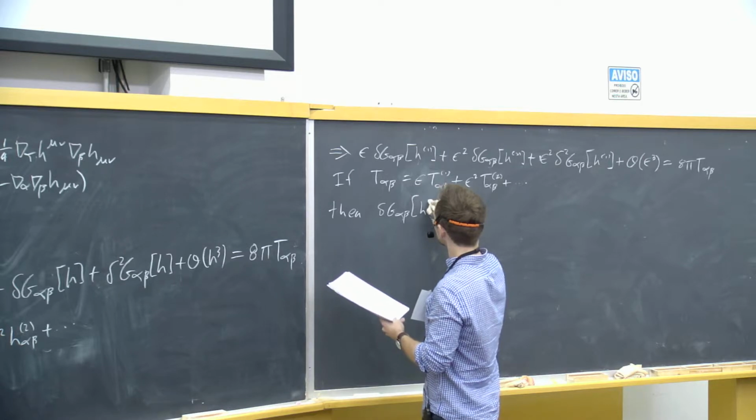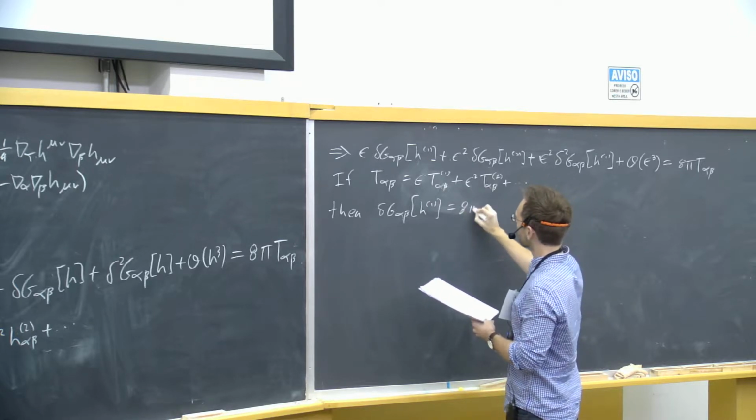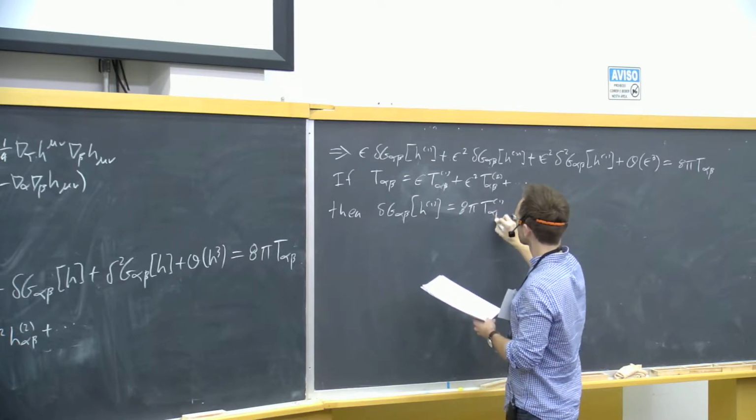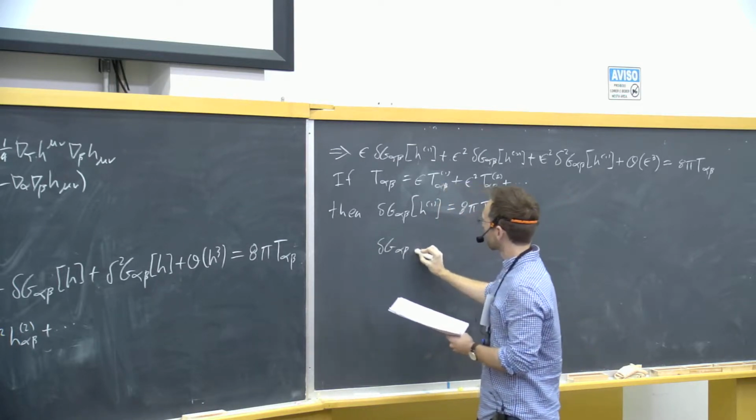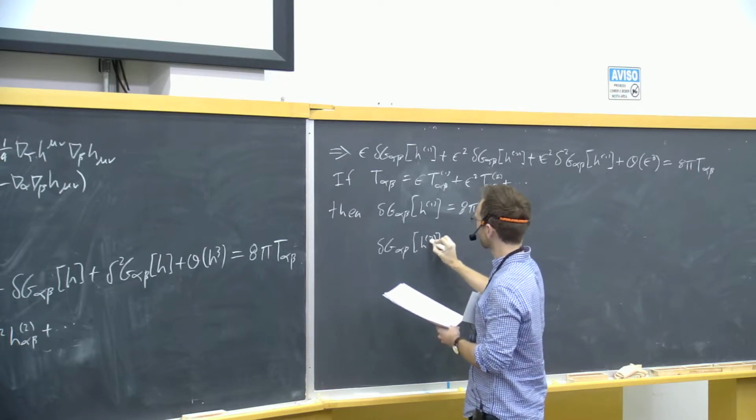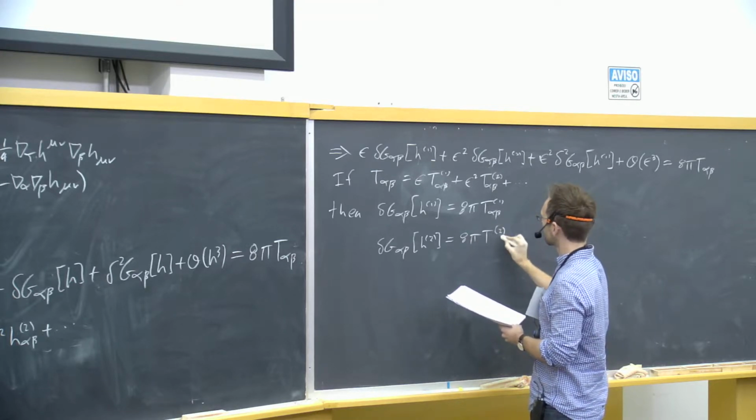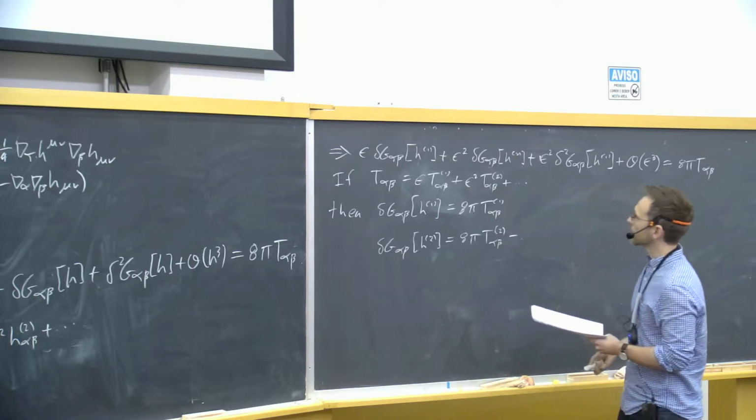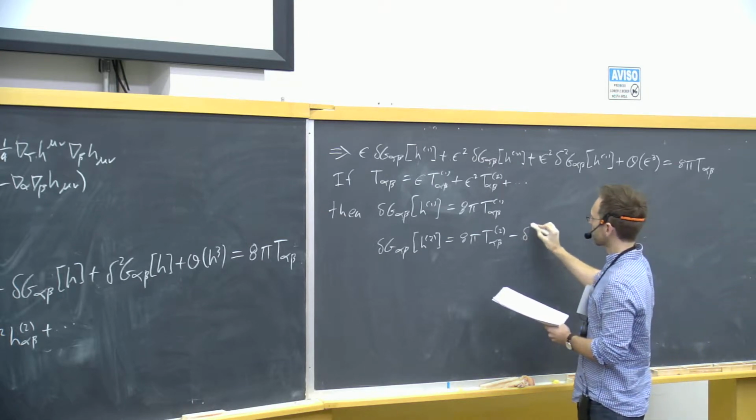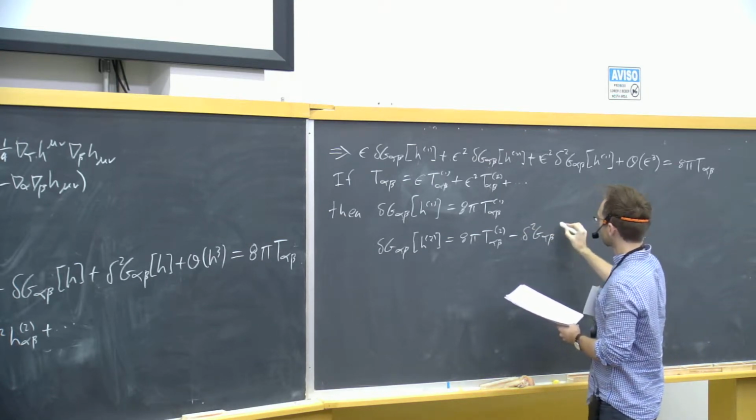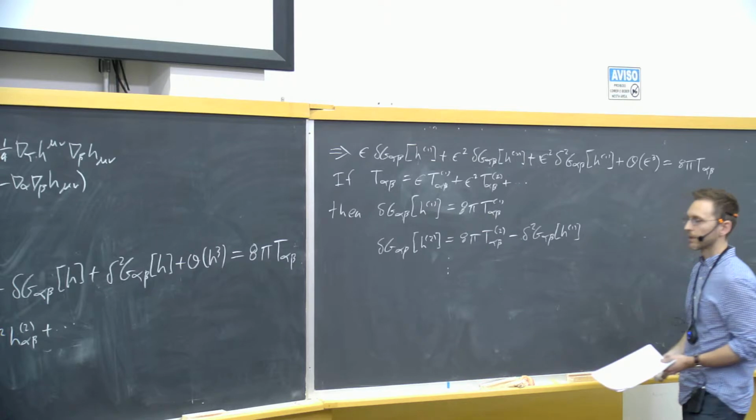We have the linearized Einstein tensor constructed from h1 is equal to 8 pi T1. The linearized Einstein tensor constructed from h2 is equal to 8 pi T2 minus, going to move this quadratic piece to the right-hand side, so minus the second order Einstein tensor constructed from h1. And you can keep writing down equations to any order you like.